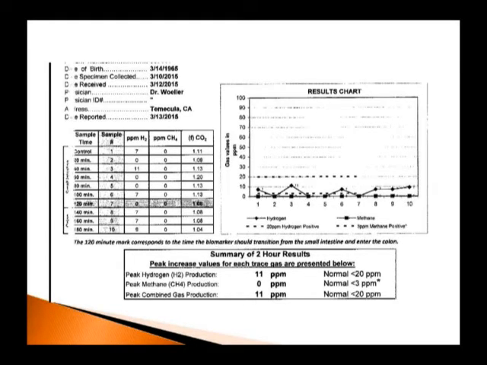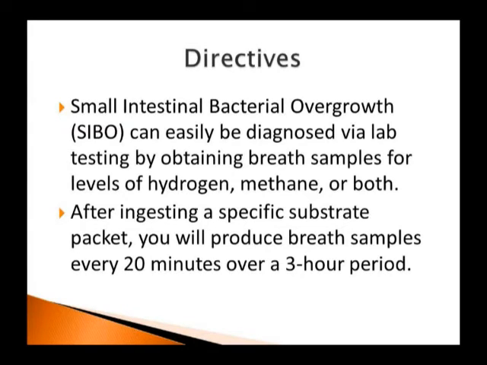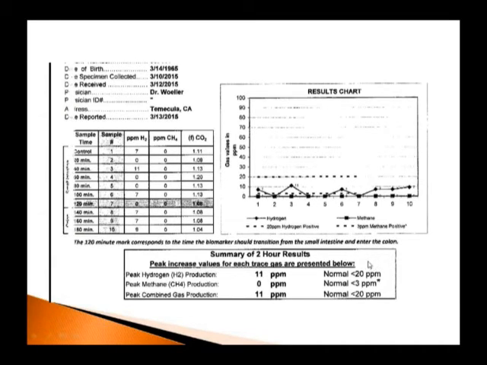And what happens is that the way the directives are for these tests is there are breath samples that are taken at certain intervals after doing a preparatory diet for a day or two prior, and then taking a substrate packet that could be either lactulose, which is a sugar that our bodies don't have the ability to process, but the bacteria in the small intestine can, or glucose, which we normally can metabolize, but certainly it's a substrate for the bacteria in the small intestine. And so then you're taking breath samples about every 20 minutes or so over a 3-hour period of time, and that's where they're measuring, if we go back, hydrogen and methane production to see if it is in excess. In this particular one, the levels were okay.